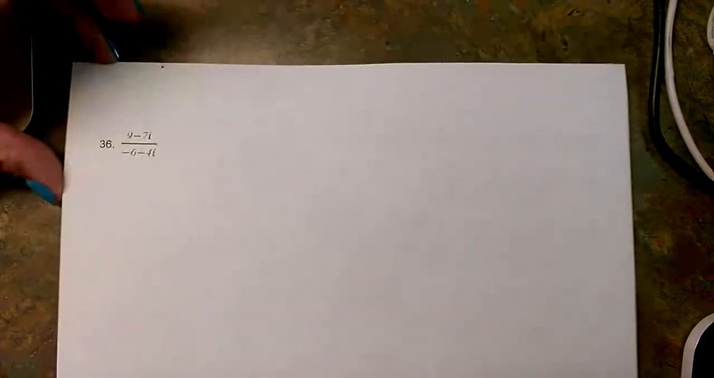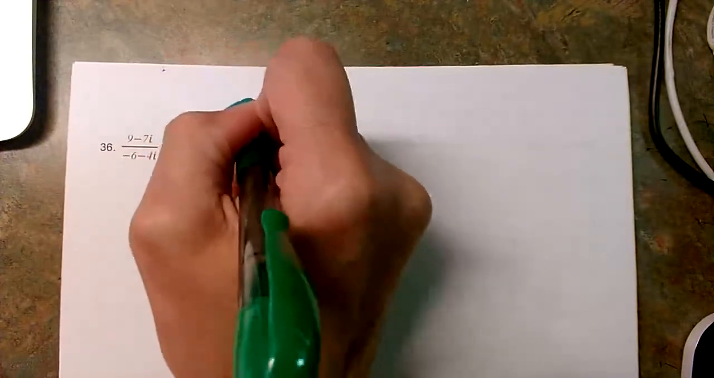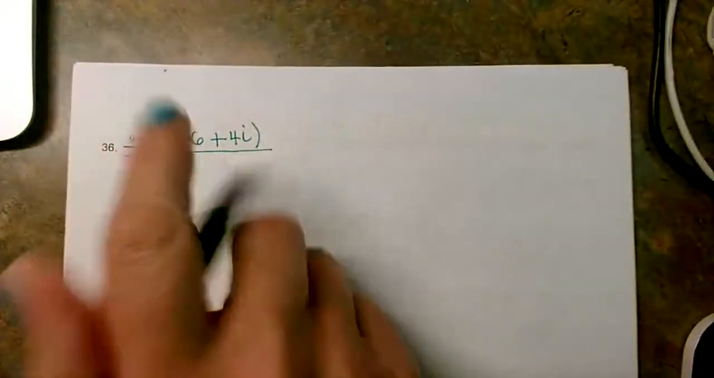So let's do this one. This is exactly the one that we just did. We are going to multiply by the conjugate. Again, the same terms, but the sign in the middle is the opposite.